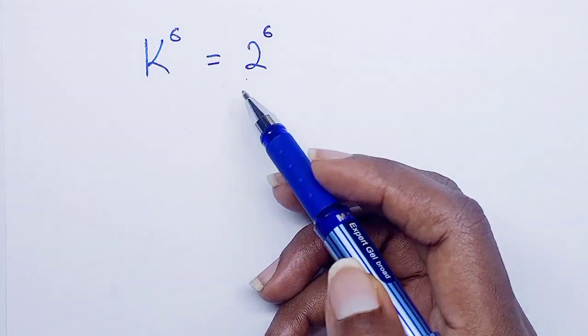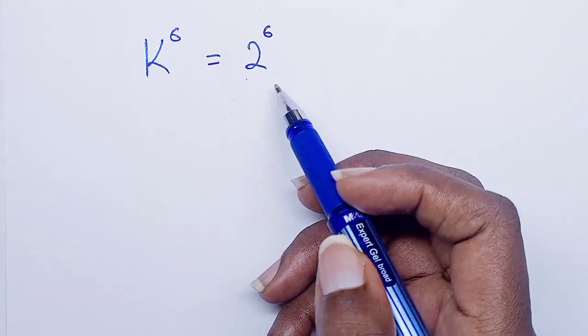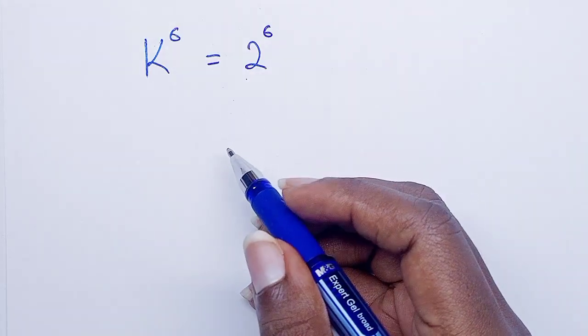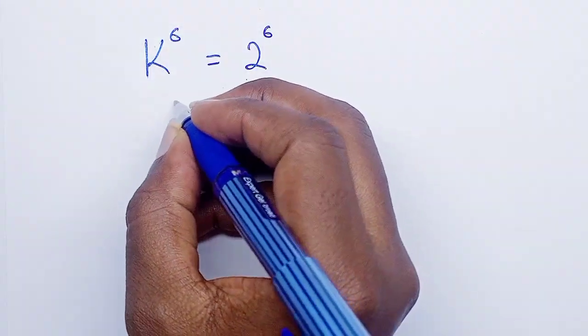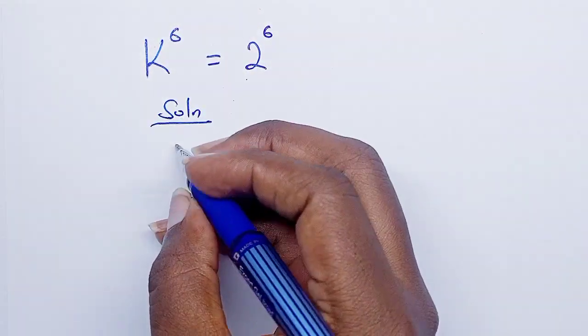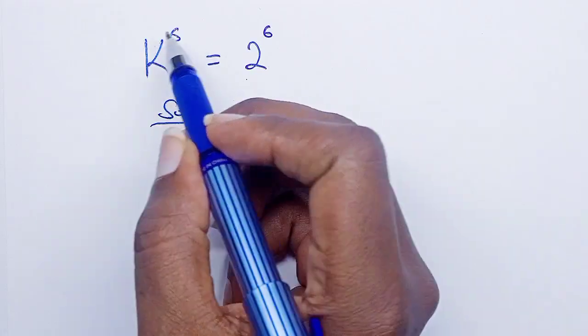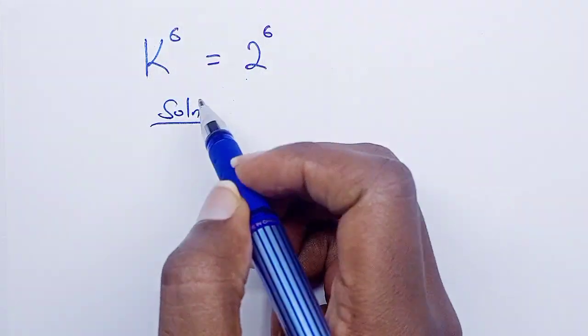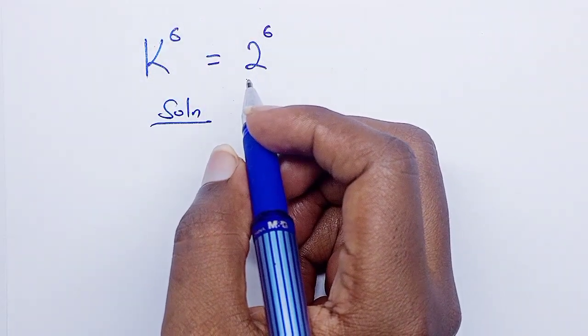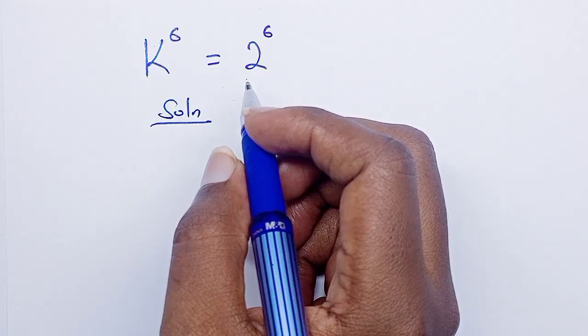k power 6 is equal to 2 power 6. So here, what is the value of k? Solution. Let us write k power 6 and 2 power 6 in the form of squares.